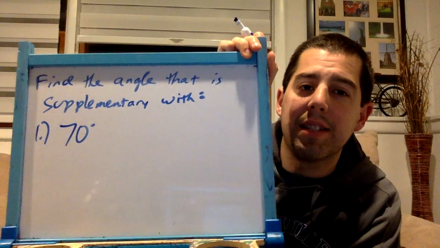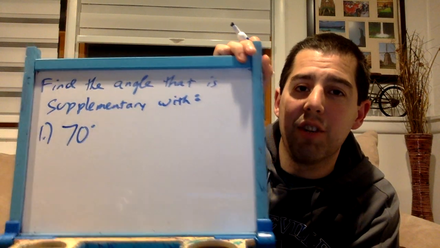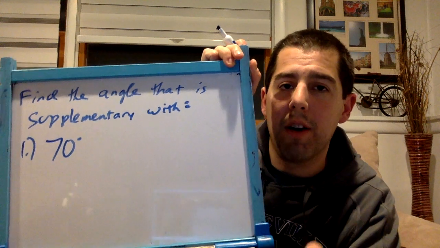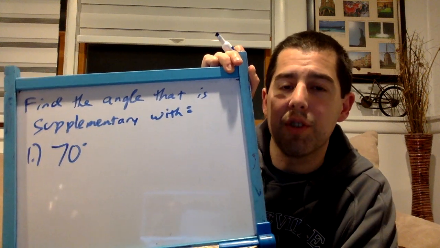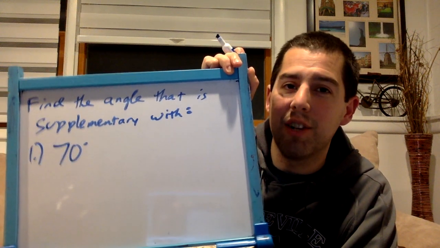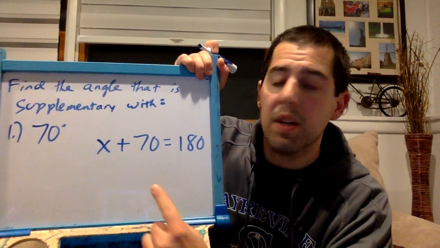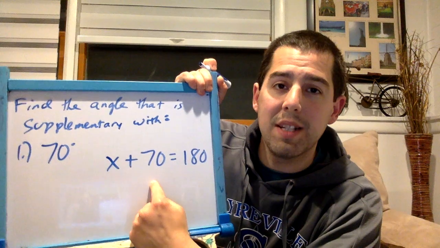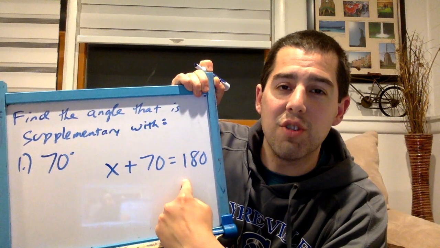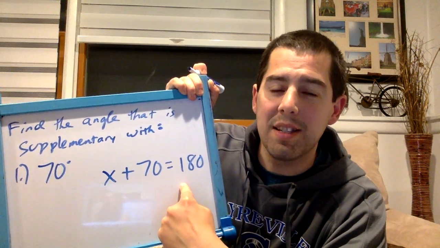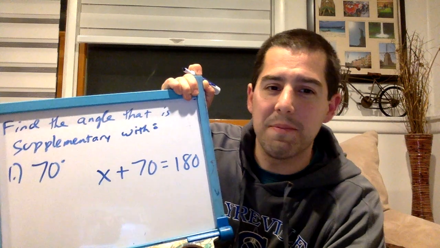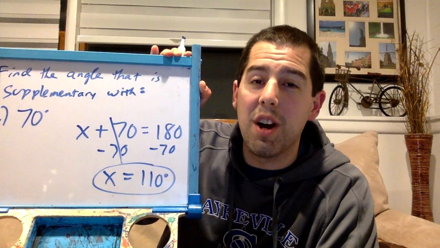Find the angle that is supplementary with 70 degrees. Well, supplementary angles are two angles that add up to 180 degrees. So I'm going to create a one-step equation. Some unknown angle plus 70 degrees equals 180. Now it's time to isolate the variable and balance the equation. x equals 110 degrees.